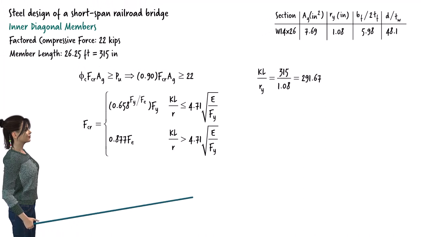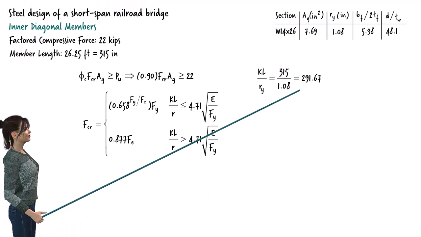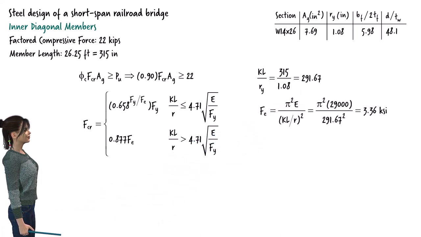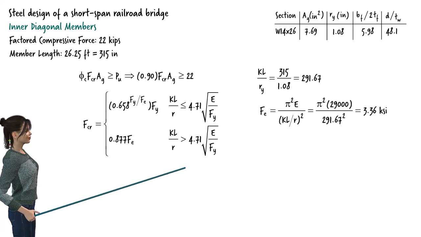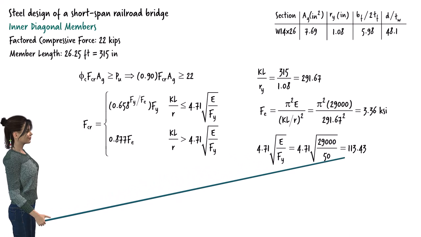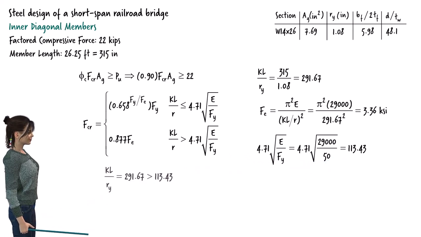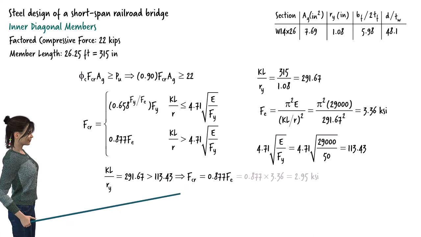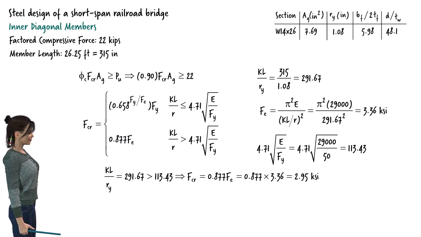The slenderness ratio for the member is 291.67. So, F sub E equals 3.36 ksi. To determine which equation should be used to calculate F sub CR, we need to know this limiting value. It equals 113.43. Since KL over r is greater than 113.43, we need to use this equation. So, the critical buckling stress equals 2.95 ksi.